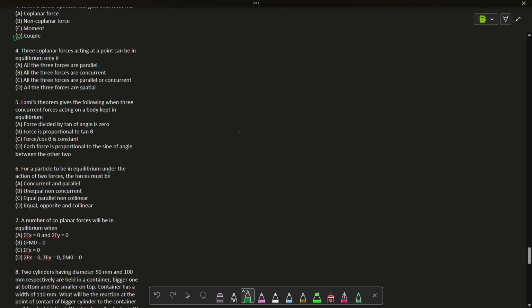Now the fourth question is: three coplanar forces acting at a point can be in equilibrium only if. Okay, the same case which we discussed in the first question, but here they are in a plane only. Let's suppose three forces F1, F2 and F3 are acting at a point, the point O. So it is asking in what cases they can be in equilibrium.